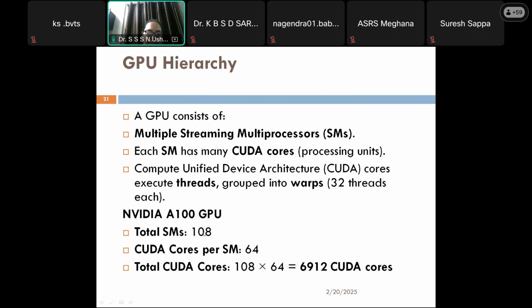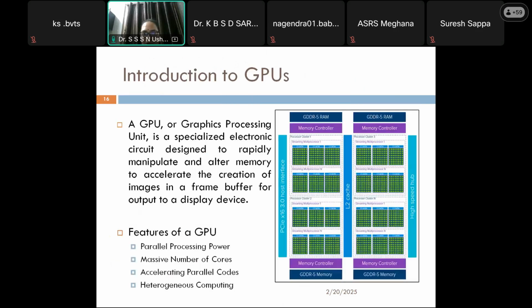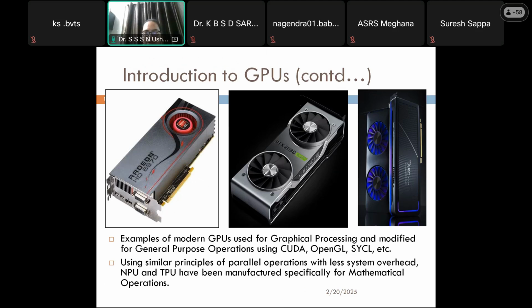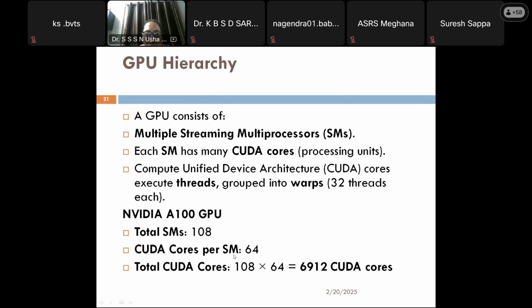So total SMs are 108. That means you can imagine the size of the cluster now. See, streaming multiprocessor 1, 2, 3, 4, 5, 6, like that. One cluster has 108 SMs. Suppose it has 4 clusters, 4 into 108. CUDA cores per SM are 64. So total CUDA cores are 108 SMs into 64. So this many CUDA cores are available.